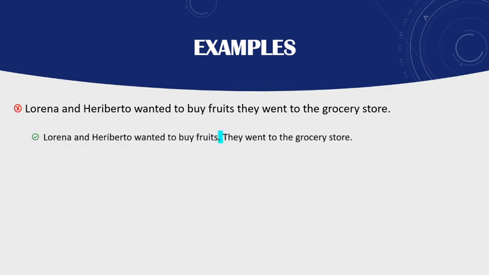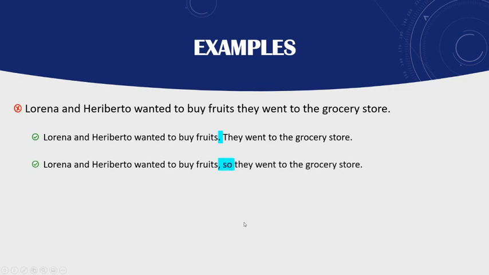So one way to fix it is to include a period dividing the 2 complete sentences. Lorena and Heriberto wanted to buy fruits. They went to the grocery store. You see? So just by adding this period here and capitalizing the T, we have edited this successfully. The next option we have is to include a comma and a coordinating conjunction. Remember, fanboys, the S stands for so. So here we have Lorena and Heriberto wanted to buy fruits, so they went to the grocery store.